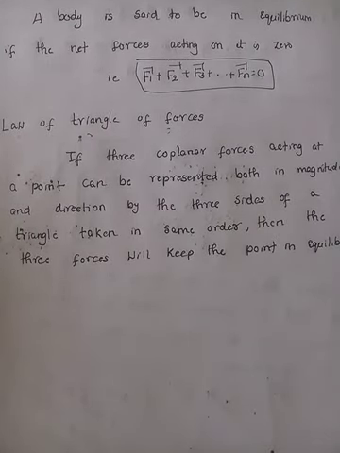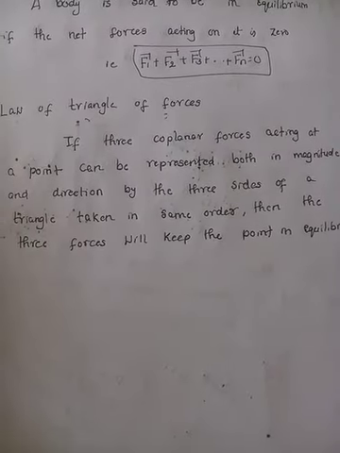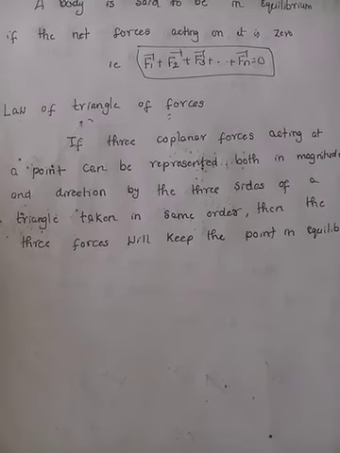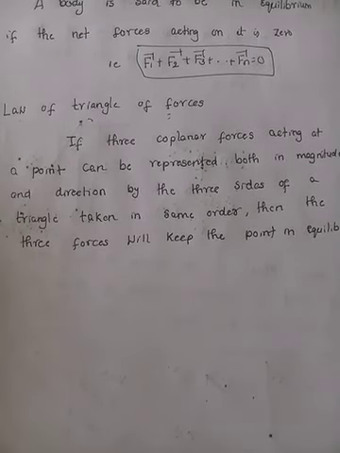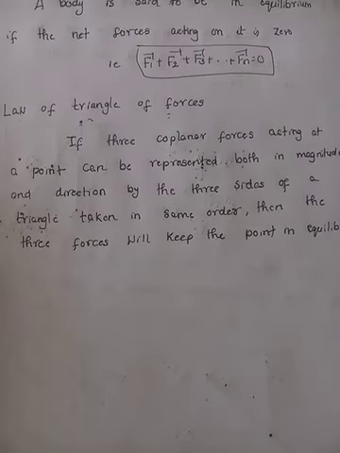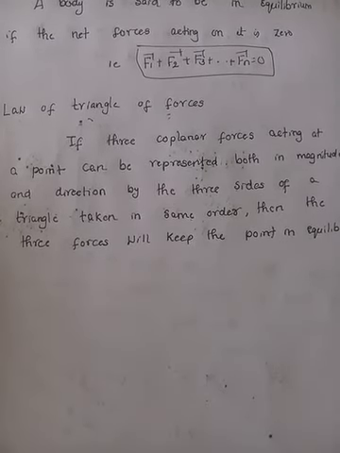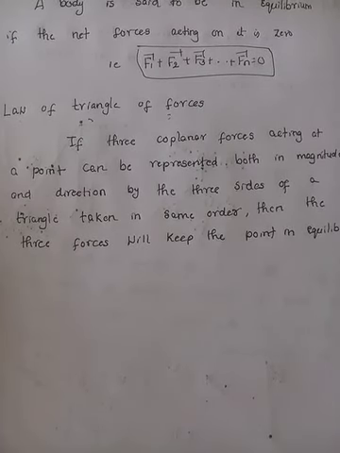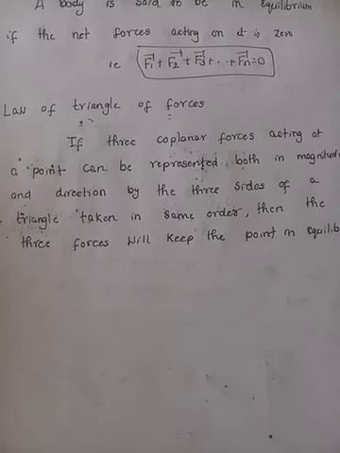That is one of the applications of equilibrium of concurrent forces. What it explains is a very simple thing. If three coplanar forces acting at a point can be represented both in magnitude and direction by the three sides of a triangle taken in order, then the three forces will keep the point in equilibrium. Let us see how this can happen. We should consider three forces placed in such a way that magnitude and direction are placed in one order. What is the order of the triangle? We know very well, the tail to head method.